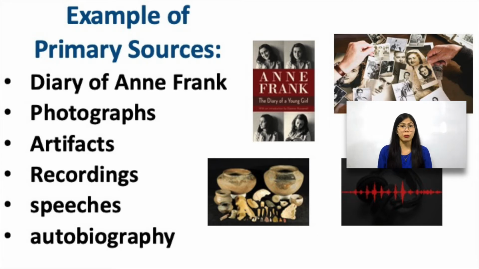Other examples of primary sources are photographs or pictures. We also have artifacts. These are objects or tools made by human beings in the past. We also have recordings such as audio recordings, speeches, and autobiography. When we say autobiography, it means an account or a description of a person's life, but it is written by the person himself or herself, meaning to say it is your own life story written by you yourself.